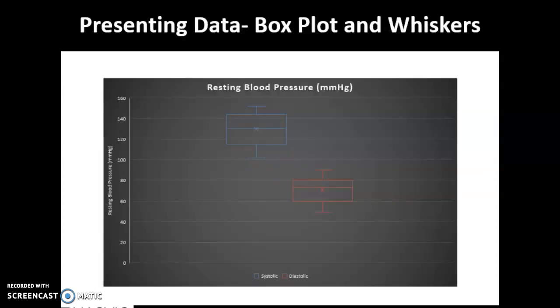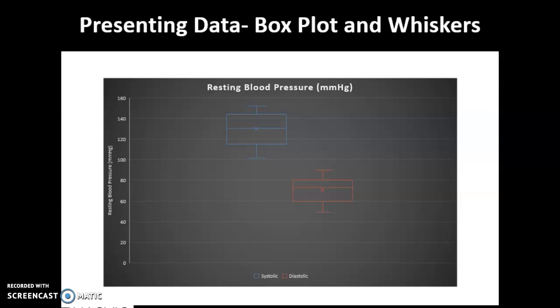Box plot and whiskers. These are another method of presenting numerical data. The two lines at either end show the minimum and maximum, and the box shows the interquartile range. The interquartile range is the middle 50% of the data, and the line in the center of the box is the median. The longer the whiskers are, the bigger the range, which means there is a larger difference between the minimum and maximum.